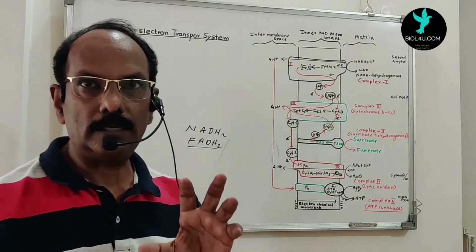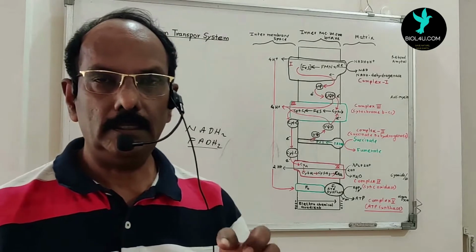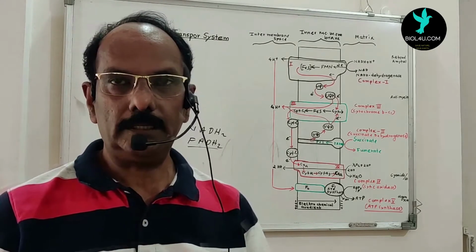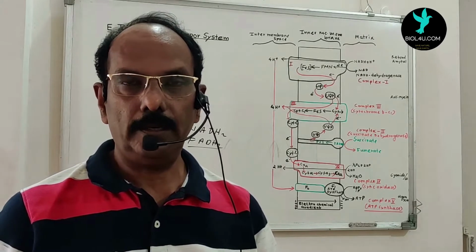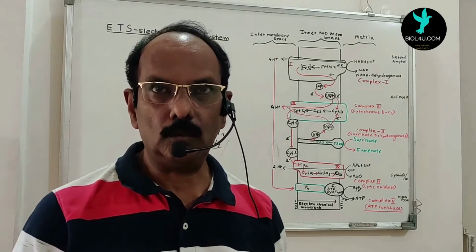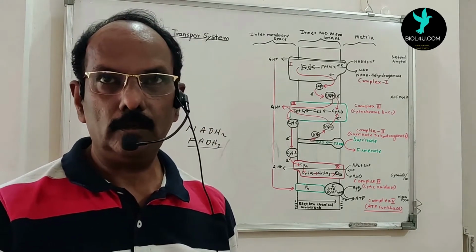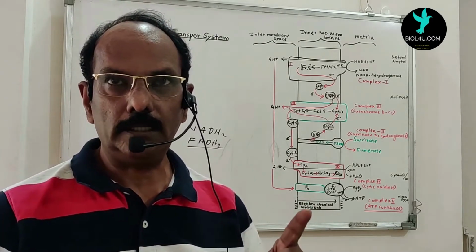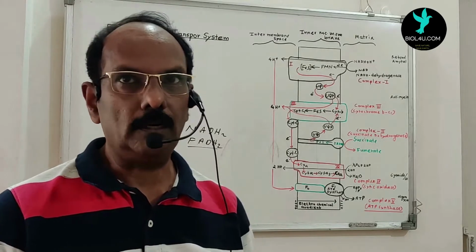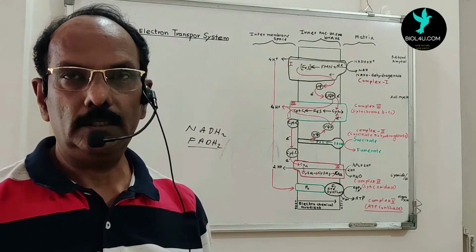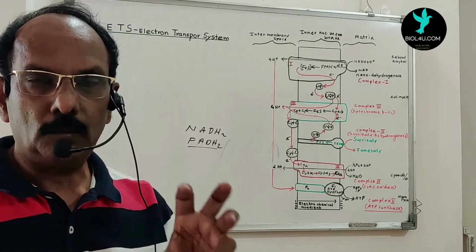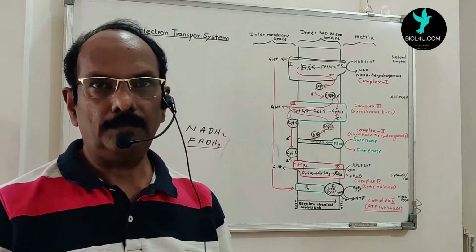So during the electron transport system, the energy present in the NADH2 and FADH2 is released by the oxidation of these two molecules. And finally, the electron is transferred to molecular oxygen, and molecular oxygen undergoes reduction or ionization, and this oxygen combines with hydrogen, forming the water molecule. That water molecule is known as the metabolic water. So this electron transport system actually takes place in the mitochondria.